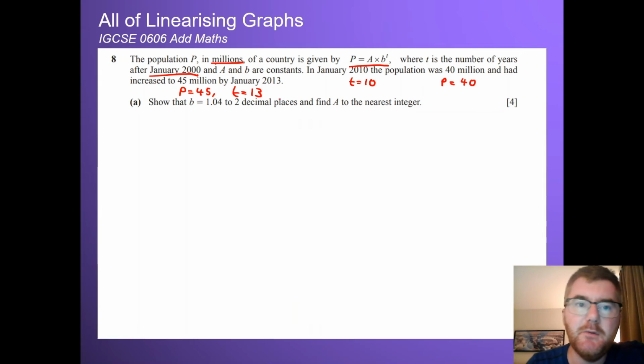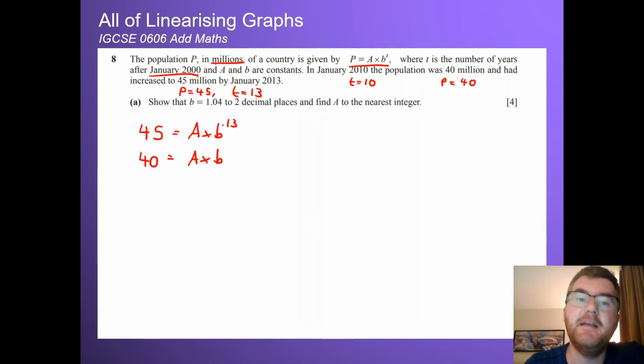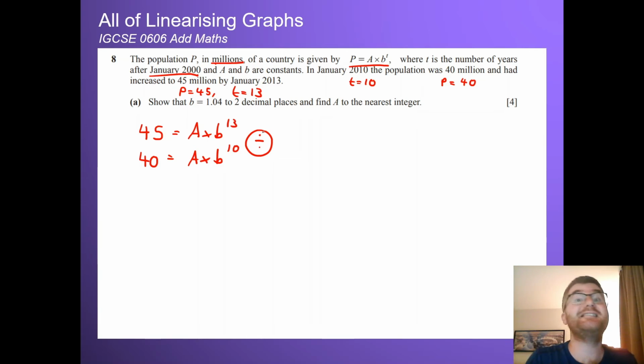So we've got 2 formulae we can work with here. So we have 45, so P is 45 when T is 13, so A times B to the power of 13. And then we have 40, that's equal to A times B to the power of 10. Notice we don't know A and B, but we do know T and P. And this is actually just a simultaneous equation. I like writing it in this form because we can simply divide one equation by the other. You're used to this technique when you do addition, subtraction with simultaneous equations, but you can use division as well.